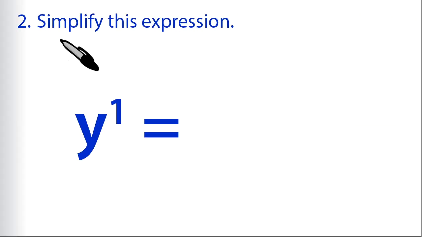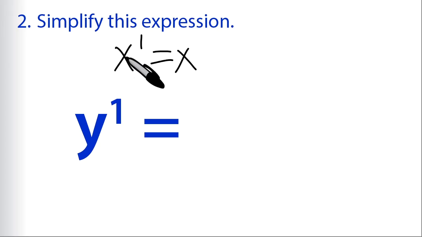For problem 2, we're told to simplify this expression, and we're given y to the power of 1. If you remember one of our other laws of exponents, the very first one we learned is x to the power of 1 equals x. So this means that any base, any variable, any number raised to the first power is that same base. It's that same variable or number. So y to the power of 1 equals y.